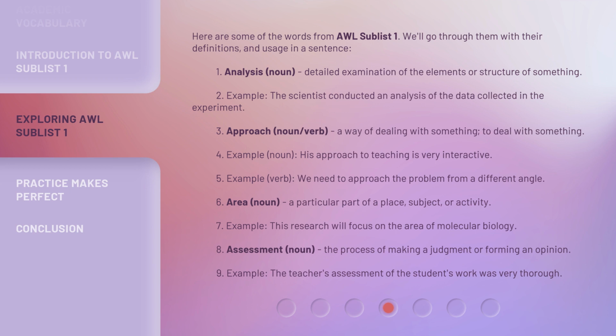6. Area. Noun. A particular part of a place, subject, or activity. 7. Example. This research will focus on the area of molecular biology. 8. Assessment. Noun. The process of making a judgment or forming an opinion. 9. Example. The teacher's assessment of the student's work was very thorough.